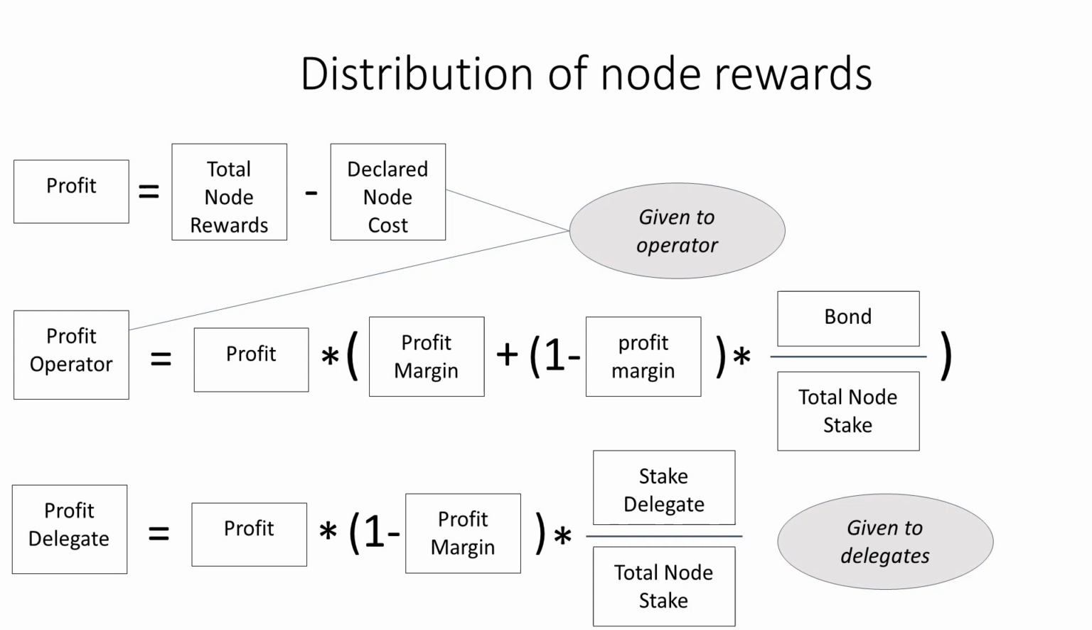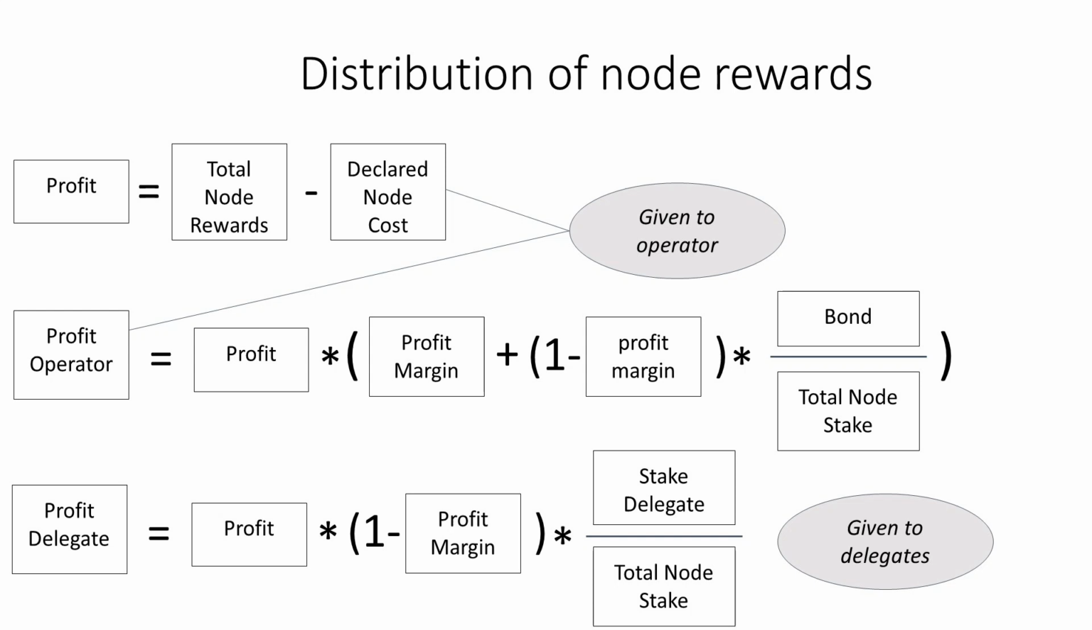So the operator will get, of this remaining profit, the profit margin. For example, if you say my profit margin is 10%, then 10% of the profit will be given to the operator. Okay. And then besides that, on the remaining part that is not taken by the profit margin, the operator also takes the proportional rewards corresponding to their stake, which is in this case the operator bond. So the operator will receive the aggregation of the cost refund and the operator profit.